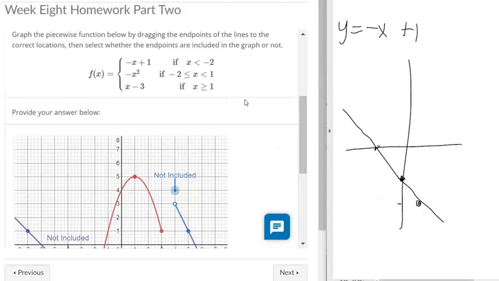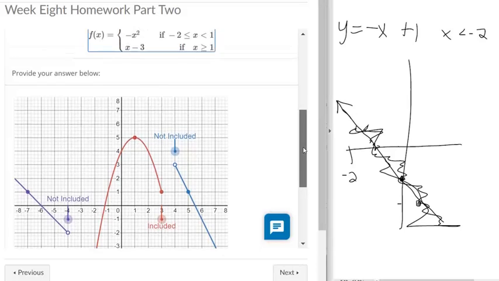But the only difference is that a piecewise function says, hey, you stop that graph at x equals negative 2. So here's where x equals negative 2 in my quick sketch. That means none of this should happen. Only this part of the line should exist. Okay? Because this graph is only graphed when x is less than negative 2. So let's make that happen with our piecewise function here.